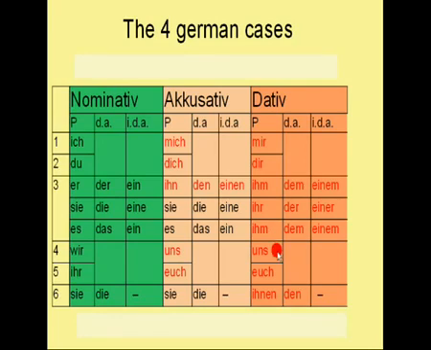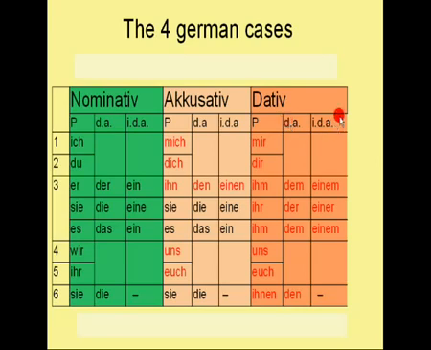The dative pronoun for the first person plural is uns, just like in the accusative case, but unlike in the nominative case where it's wir. The dative pronoun for the second person plural is euch, and for the third person plural it's ihnen. And when a noun is the indirect object of a sentence, it can also have definite articles and indefinite articles.